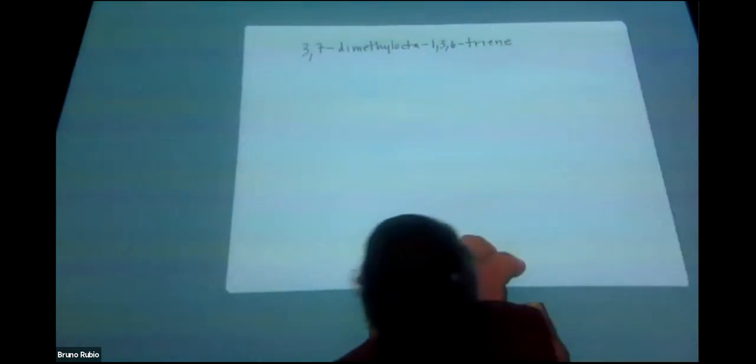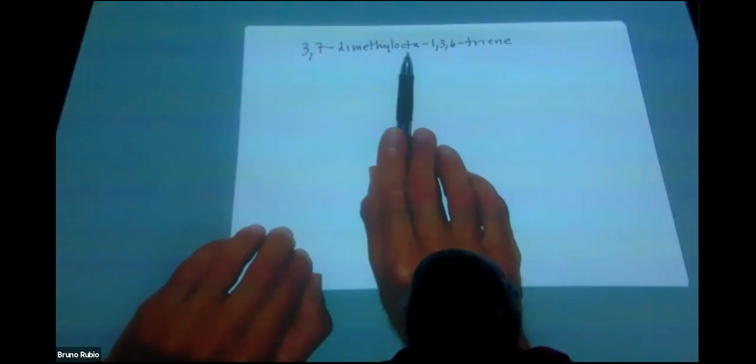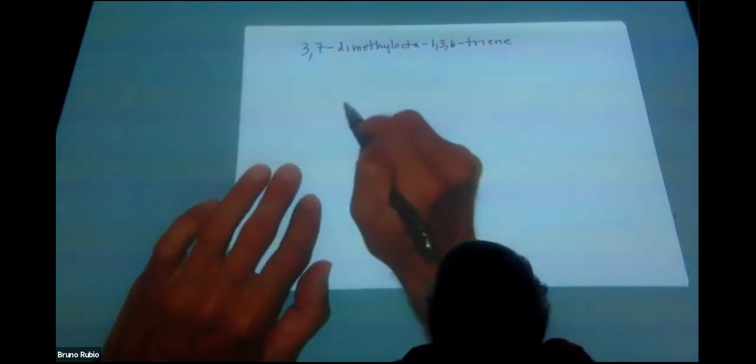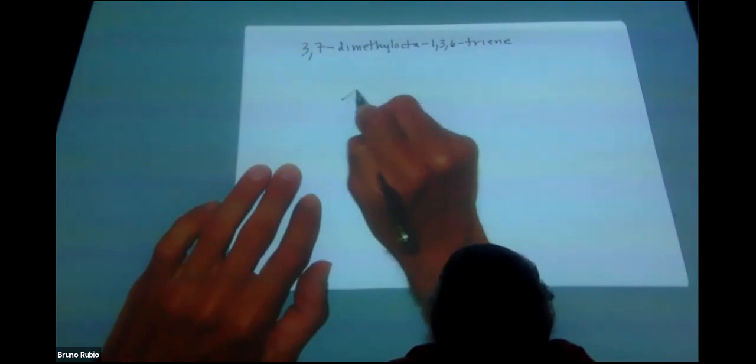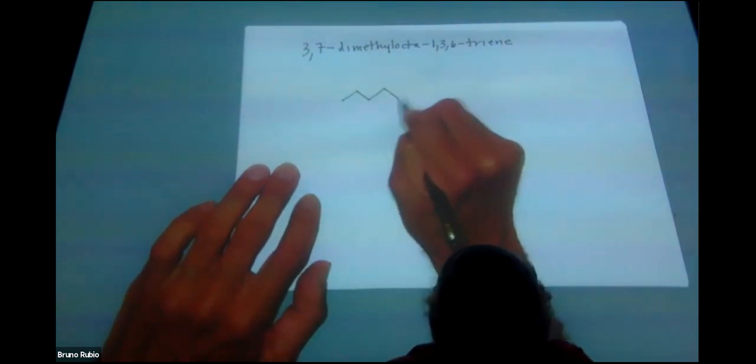Okay, what's the parent? Tell me in the chat. What's the parent? Anybody out there? The parent is octa, correct. And how many carbons is that? That's going to be 8 carbons. Okay, so that's the last occurrence in the name of a parent syllable. So this time I'm just going to go with my boring old zigzag. 1, 2, 3, 4, 5, 6, 7, 8. All right, it's a chain.